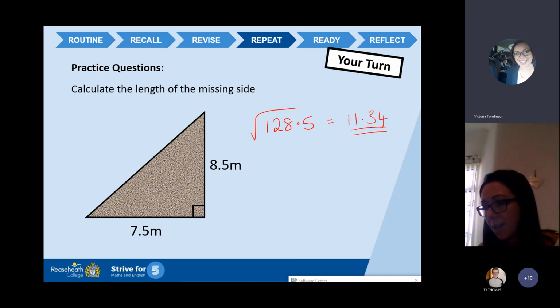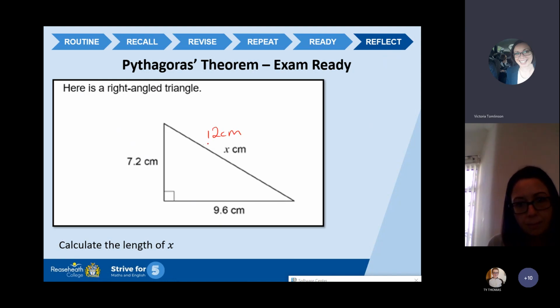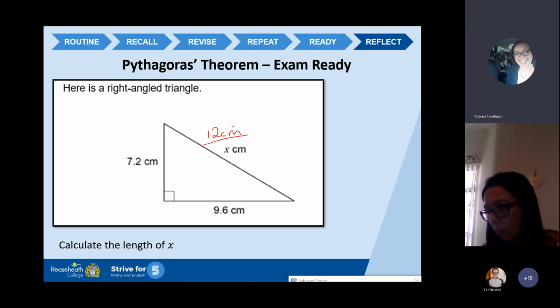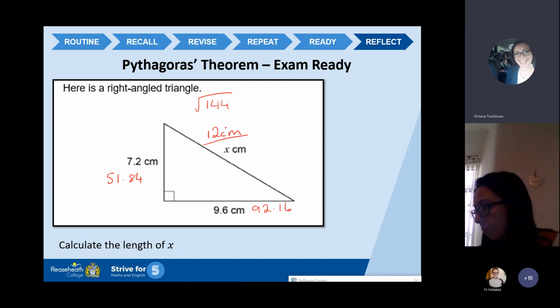And then slide 8 is an exam question, a typical exam question, and the length of that is 12 centimetres. So square 7.2. So I think this one's 51.84. A few people got this one wrong. 92.16. Add them together gives you 144, which, square root of that, is 12.